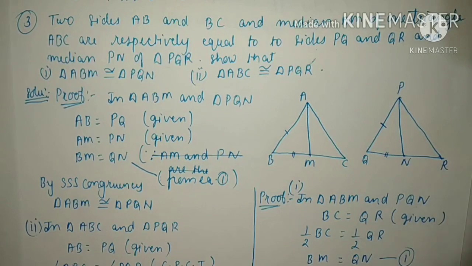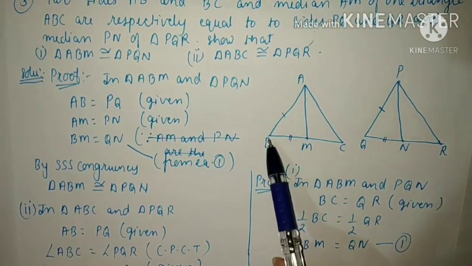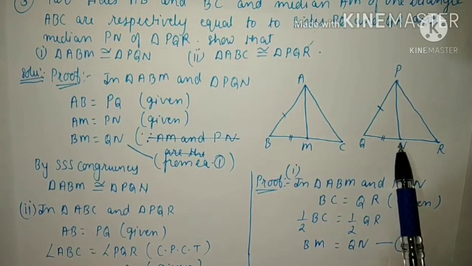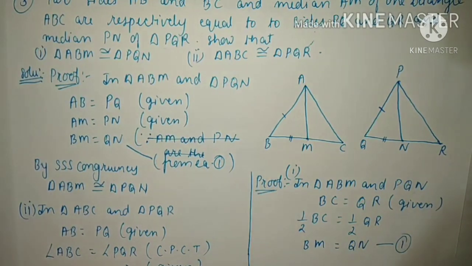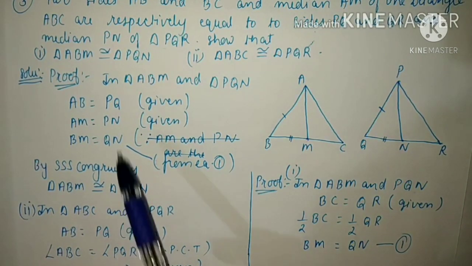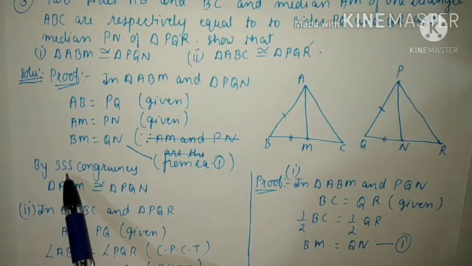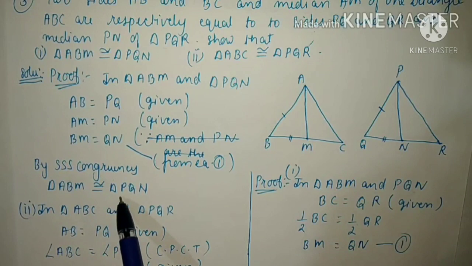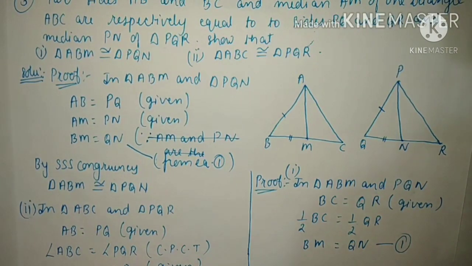Now just now in equation number 1, we have proved that BM equals QN. So our third one will be BM equals QN from equation 1. Now this is side, and this is also side. So by SSS congruency, triangle ABM is congruent to triangle PQN. This is the proof of the first part. Now see the second part.